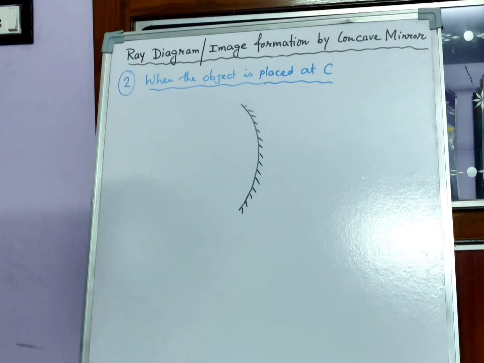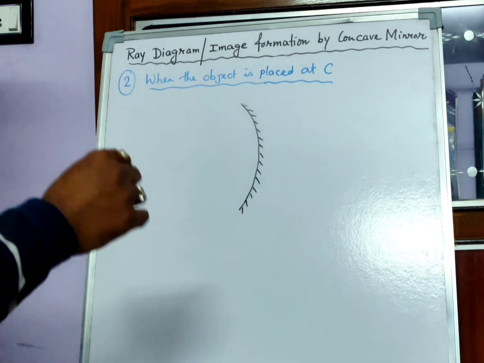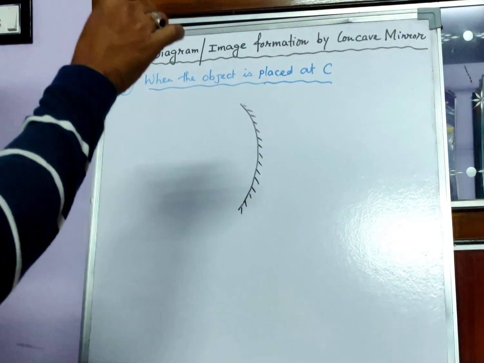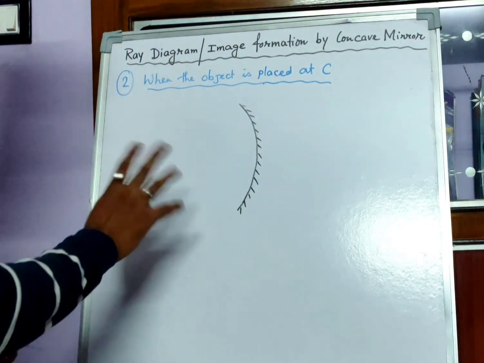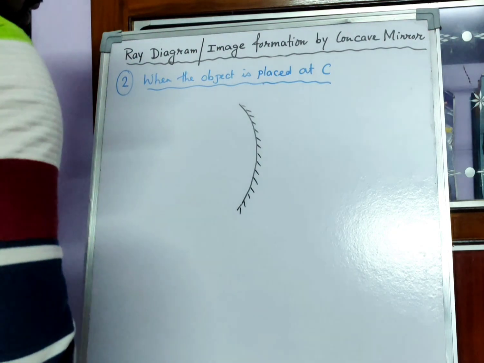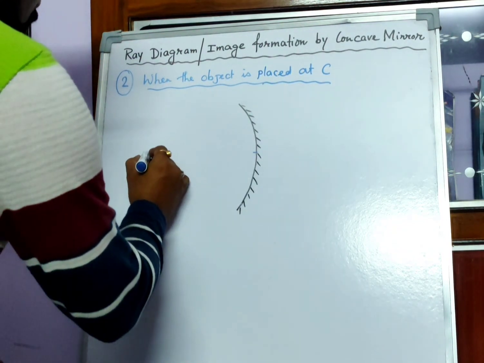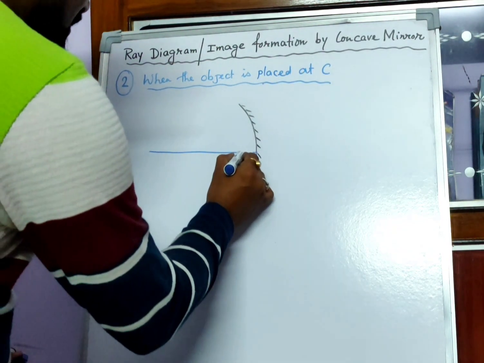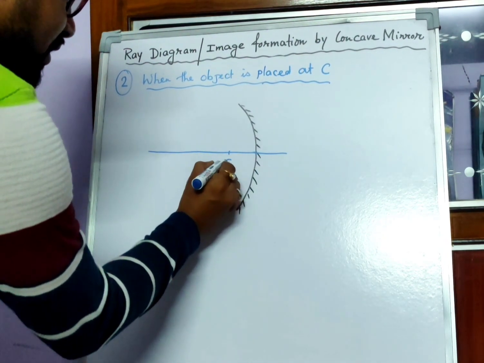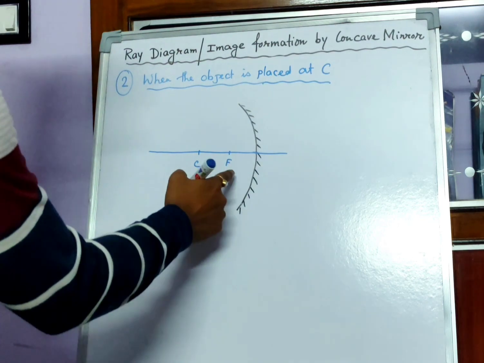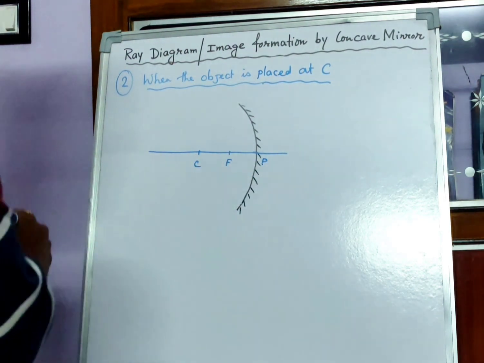Now the second position, when the object is placed at C, exactly at the center of curvature. If you place the object there, how will the image form? So this is the concave mirror again, and through the pole at the middle, you have to draw the principal axis. This is the principal axis, and you have to take the focus and center of curvature. It is very important to take the pole, focus and center of curvature.